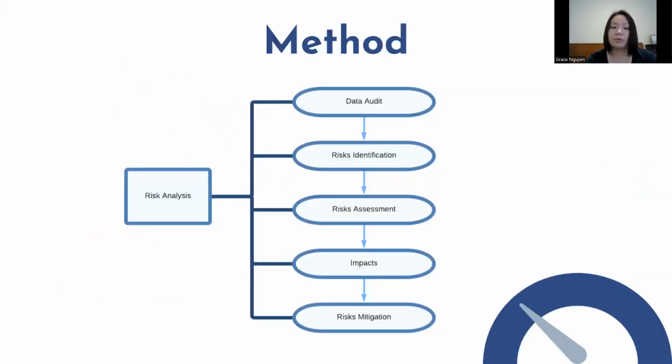Once we complete the previous data audit output, we move on to risk analysis. The outline of this process includes risk identification, risk assessment, impact mitigations. Our group believes that this is a stepping stone to create a comprehensive risk management framework for the university in the future.